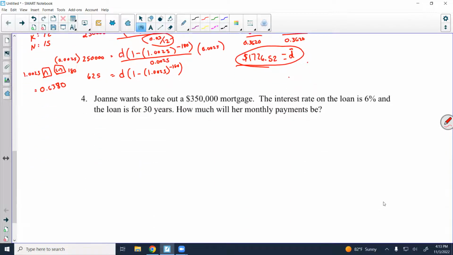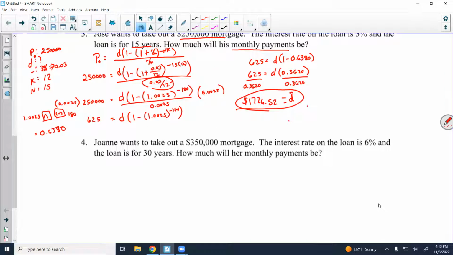Okay, it looks like we have another mortgage. Same formula. P sub 0 equals D times 1 minus 1 plus R over K to the negative NK, over R divided by K.